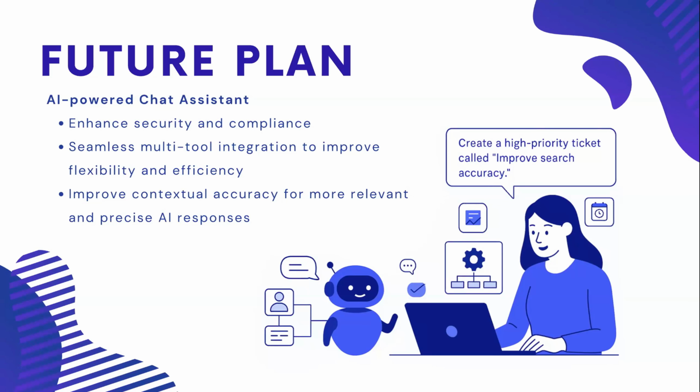Second, we want to integrate more tools and support multiple languages. Today, our AI works in a single context, but by introducing multi-tool integration and multi-language support, we will make it far more flexible and better suited for different teams and regions. Finally, we aim to improve contextual accuracy. Our current AI function works, but it can be better. To improve that, we are planning to bring in LangChain so that we can better manage context, maintaining conversation history.